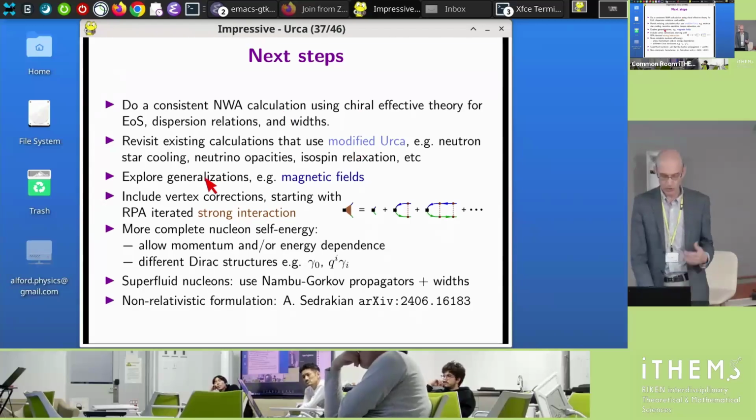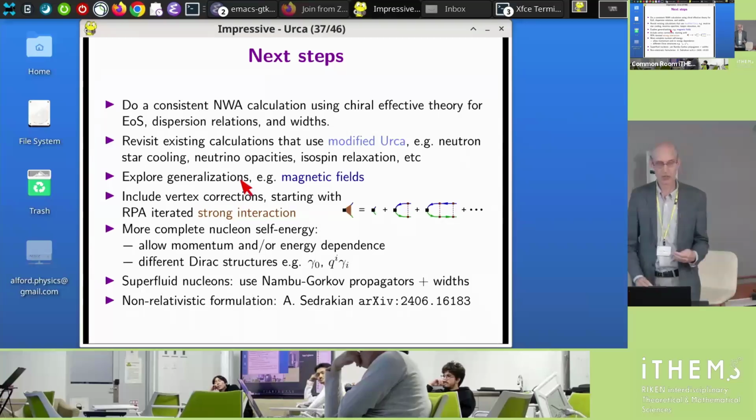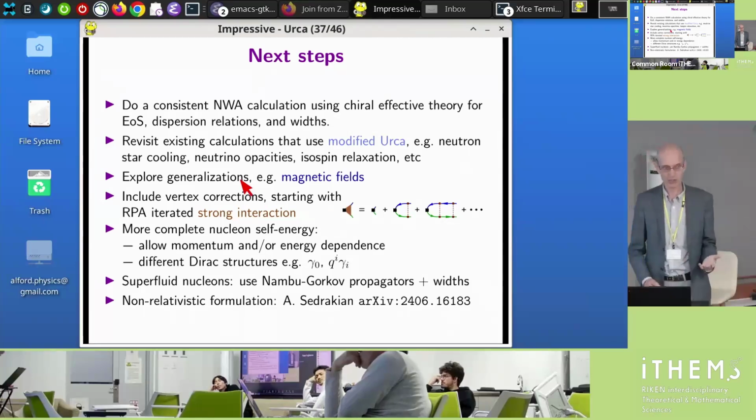You could explore generalizations. It's been very difficult up to now to calculate a modified Urca rate including a magnetic field. I don't think people have been able to do it other than in the low temperature regime where you can approximate it. And even then, you're probably doing it wrong because you're treating the internal propagator wrong. Now you can do a proper job.